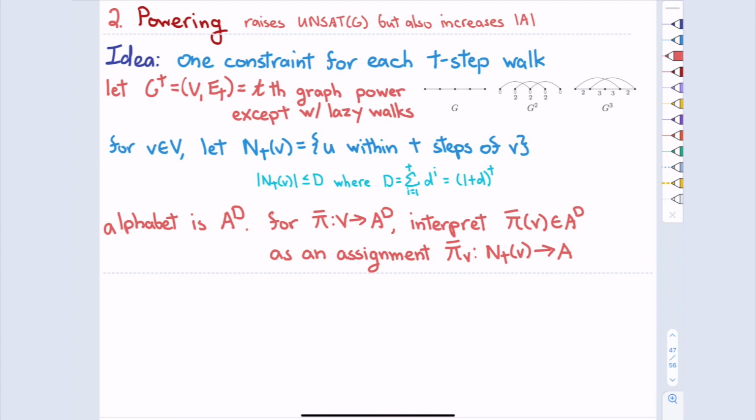So now in the new graph, instead of assigning one letter to v, I'm going to assign D letters. And I'm going to interpret that as one letter for every one of the vertices in the neighborhood. Just come up with some consistent convention: the first one will be v, the next D will be the first D neighbors of v, and so forth. But I'm going to interpret assigning many letters to a vertex as locally labeling the neighborhood of v.